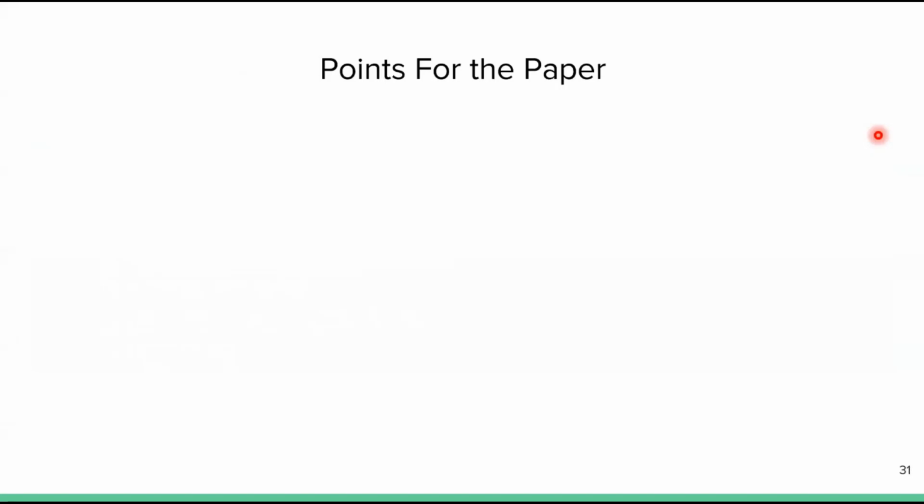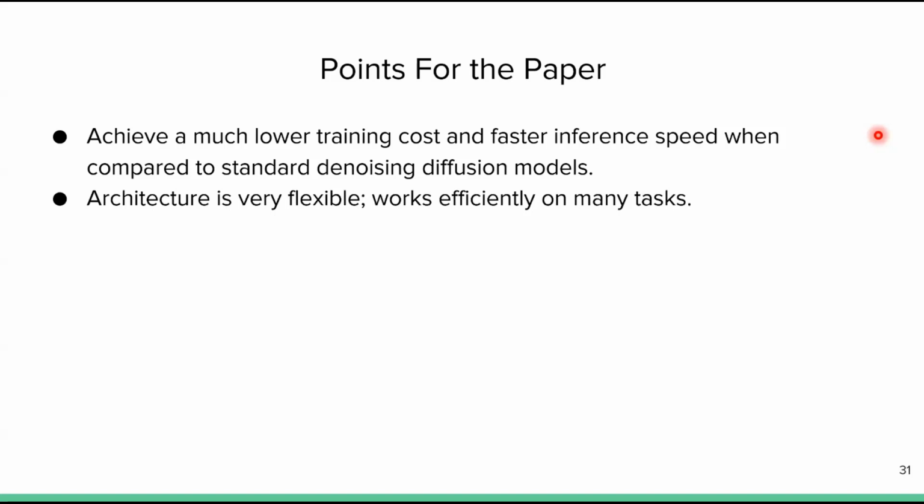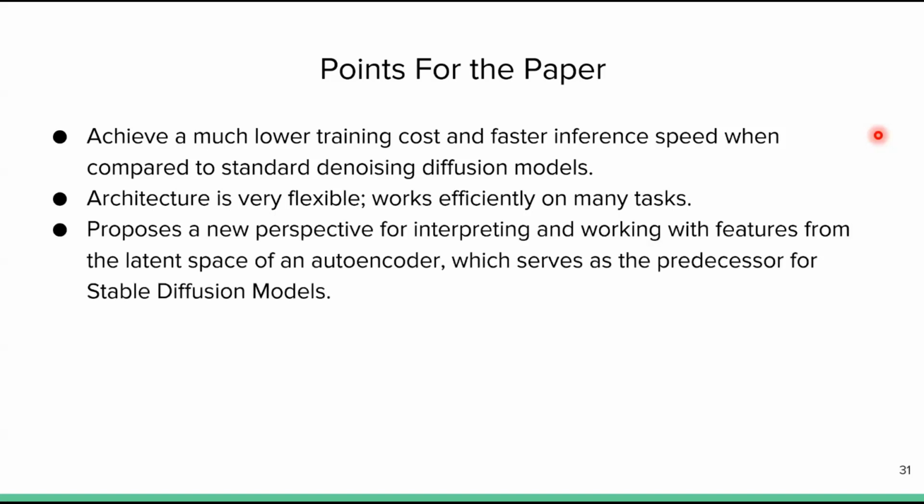Some points for the paper: latent diffusion models achieve much lower training costs and faster inference speeds when compared to standard diffusion models. Their architectures are very flexible. They work on many tasks. And the biggest point to note is, as Dr. Shaw said, this is actually the predecessor to stable diffusion models.